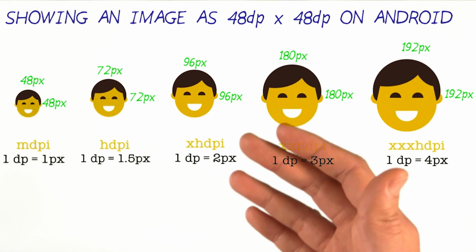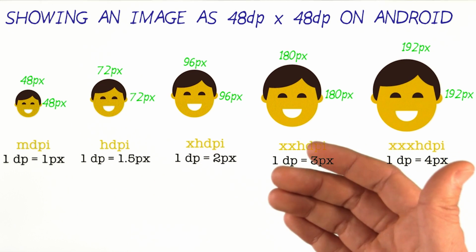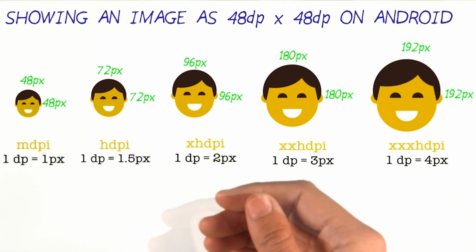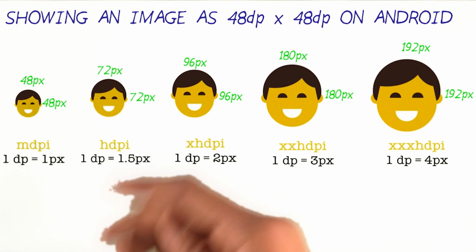All right, so now that you understand why there are assets at different sizes in different folders, I'd like you to go ahead and add all these assets to your app. So copy over each of the drawable folders and add it to the res directory of our app in Android Studio.